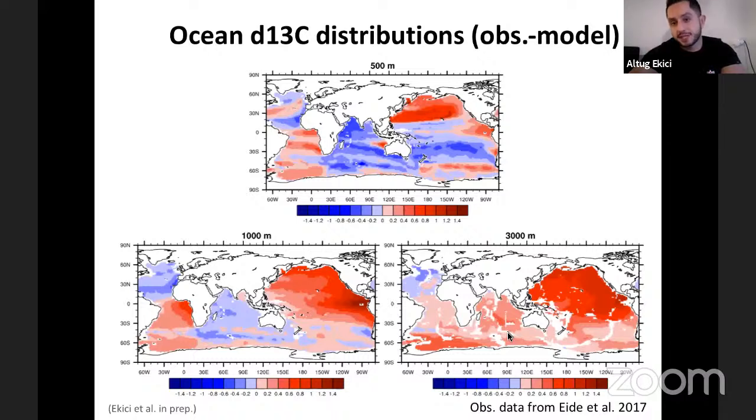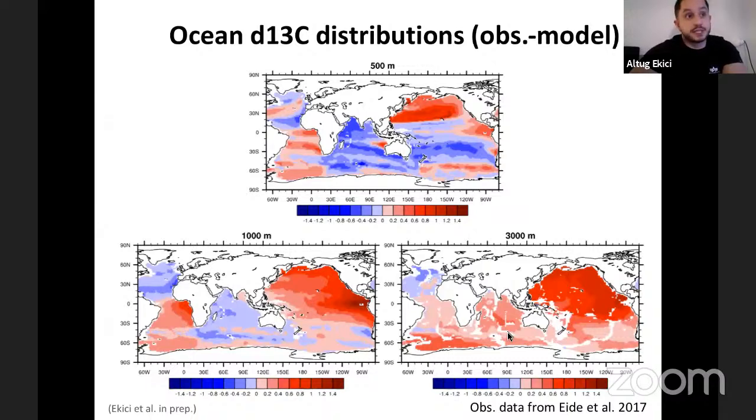So at 500 meters, we see a mixed signal, red and blue colors, like in the Northern Pacific it is underestimated. However, in the Indian Ocean, we have some overestimation at the surface. But when we go deeper and deeper, to 1,000 meters and 3,000 meters, we see the general pattern that the ocean model is underestimating the observations. So this again confirms the idea that delta 13C is not stabilizing in the deep ocean, and this still needs more spin-up time, but for surface values it is not a big problem. So we have seen that for 500 meters, it is acceptable.